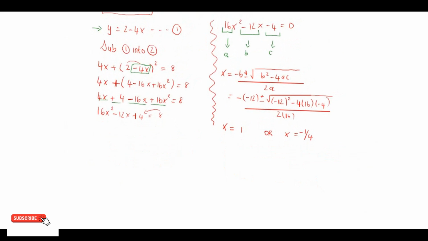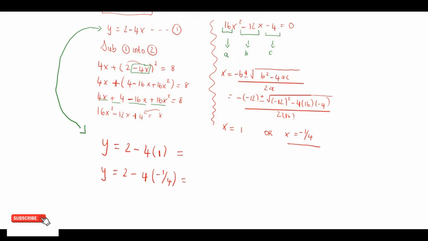So we're going to substitute these x values into our equation 1, which is this equation. When we substitute x, which is equal to 1, your y is equal to 2 minus 4 times 1. What is our y? And when you substitute x, which is equal to negative 1 over 4, quickly punch that into your calculator, and let's check what our y is. You find that your y is equal to negative 2 here. And here we found that your y is equal to 3.